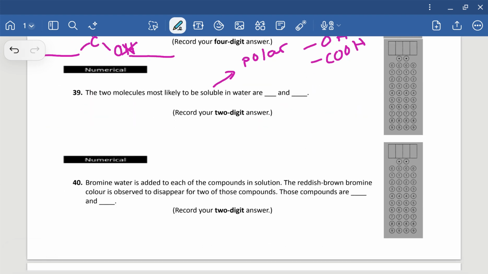And this last one is referencing the bromine test. If it was added to each compound, the reddish-brown bromine color is observed to disappear in these two compounds. So if your color is disappearing, you want to look for the compounds with a double or a triple bond. So we're looking for that double bond or a triple bond to break, because if bromine's added to the molecule, that bromine color will go away.